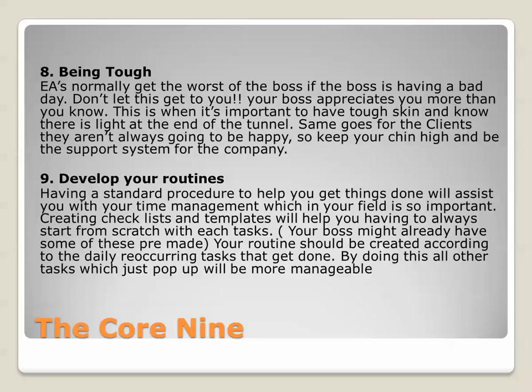And number 9 of our core 9 to make you a better EA is develop your routine. Having standard procedures to help you get things done will assist you with your time management. So pretty much what you want to do is create a checklist and templates, and these are going to help you avoid always having to start things over from scratch. Have a base of how things are done in your routine. Your boss might already have some of these done, so go ahead and ask him. Ask your boss, do you have some of these things already done? And what's not done, create them for yourself. They'll make your life a lot easier later.